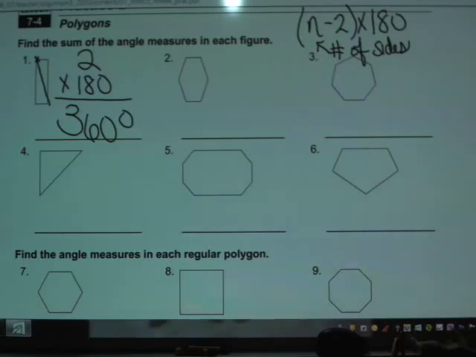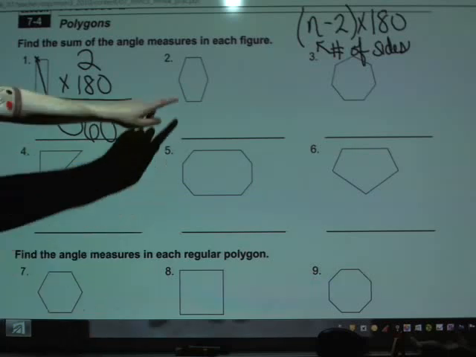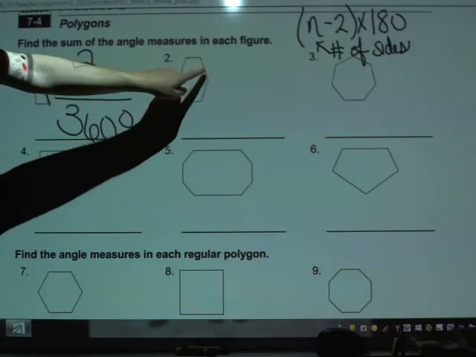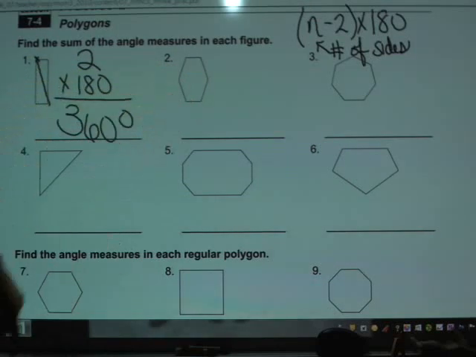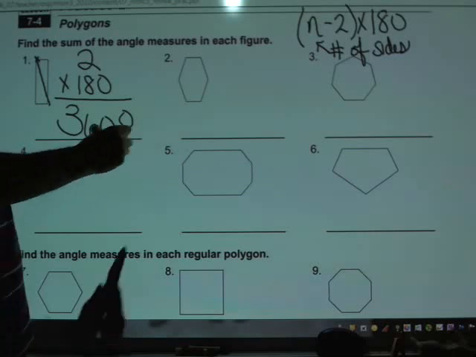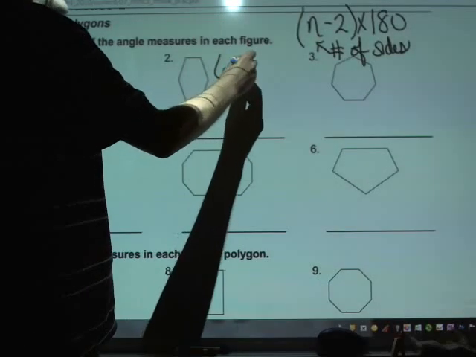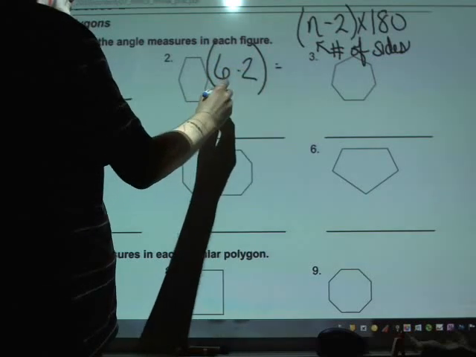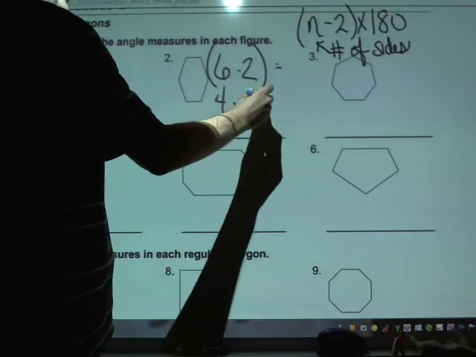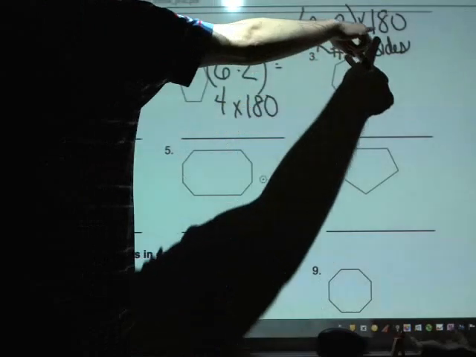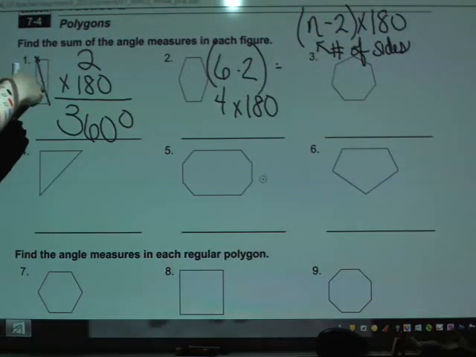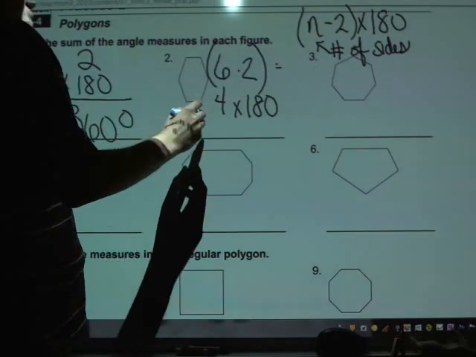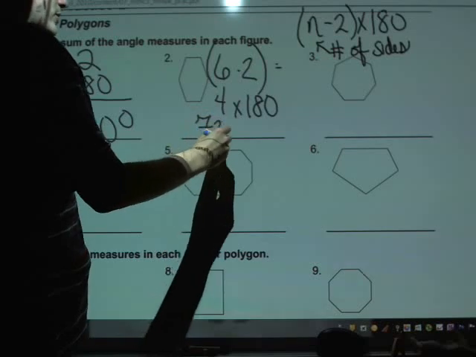So let's just use the formula now. We'll count off the number of sides in the shape. So if we're looking at question 2, we have 1, 2, 3, 4, 5, 6 sides there, so that's a hexagon. I'm going to take my 6 sides and subtract 2, which is 4. And then I'm going to multiply by 180 because of the formula. And again, 180 is the angles of the triangle. And that's going to give me 720 degrees.